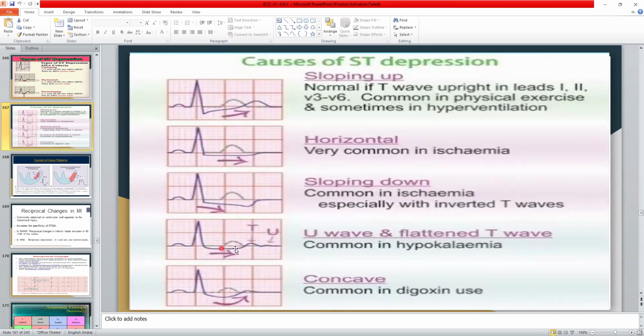When it is horizontal, that is this ST depression is horizontal along with the flattened T wave, it's common in hypokalemia, an electrolyte imbalance condition. Here you can see a convex shape of the ST segment. This is commonly seen in patients on digoxin.